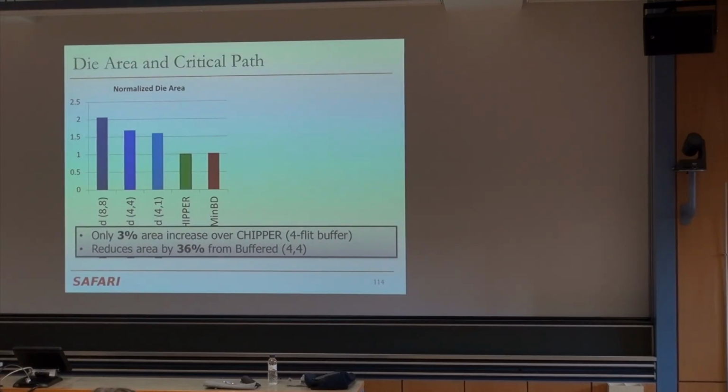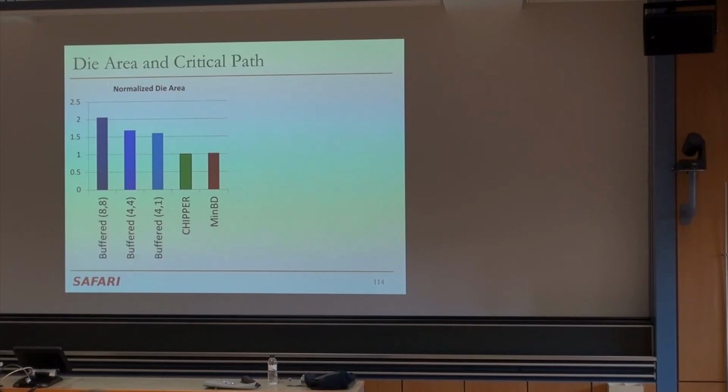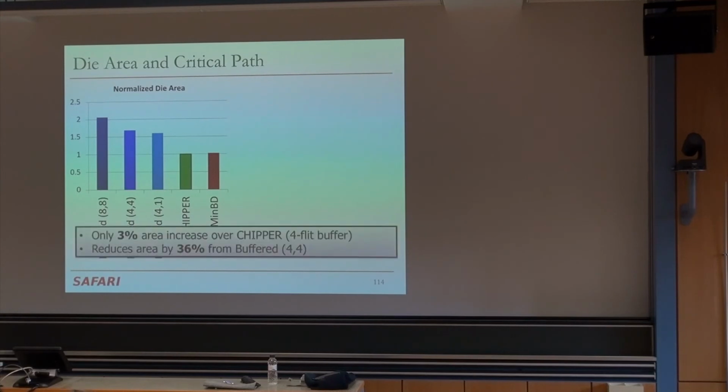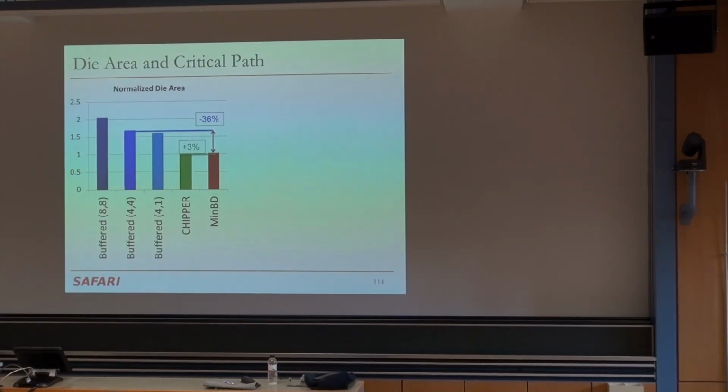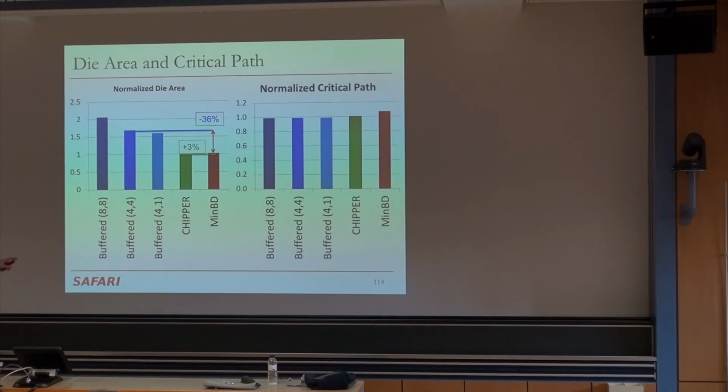Very little area increase over chipper, and you still reduce the area significantly compared to buffered networks as expected, right? So the trade-off is you add just a little bit of buffering to get much higher performance, but this doesn't affect your area savings significantly because your buffer is really small and you don't have all of the logic associated with managing those non-local buffers. Okay. And that's 36% compared to this sort of buffering. If you want to really over-provision your buffers, actually you get a lot more.